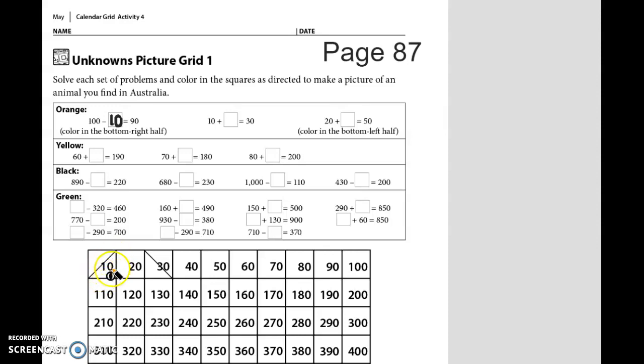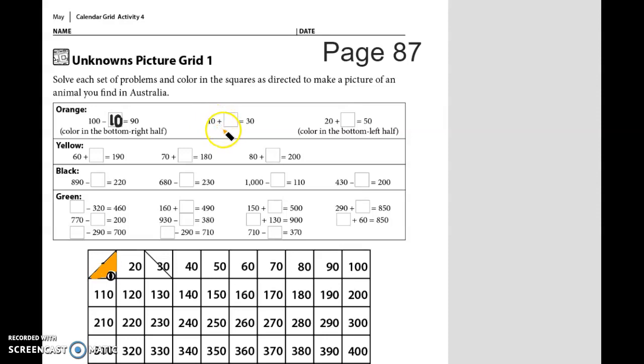So I'm going to go ahead and color in just this little part here, and you should do the same in your Number Corner books. Now we've colored in the bottom right half orange. I was careful not to color in this little circle because I'm not sure what that's going to be yet. So I'm just going to leave it so I can see it. Now we can move on to the next problem.